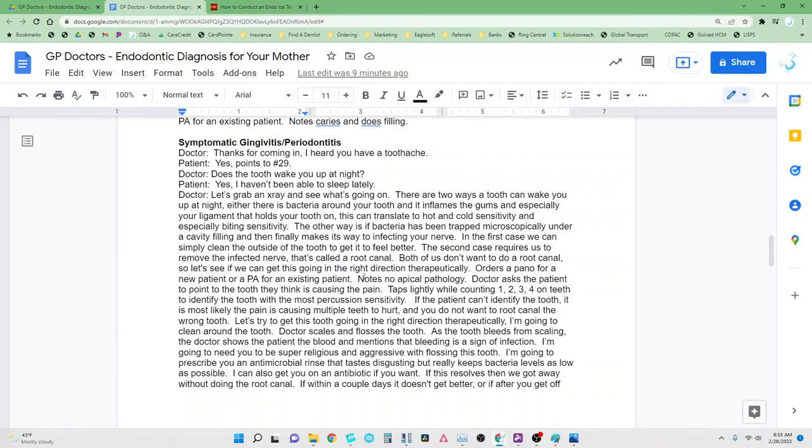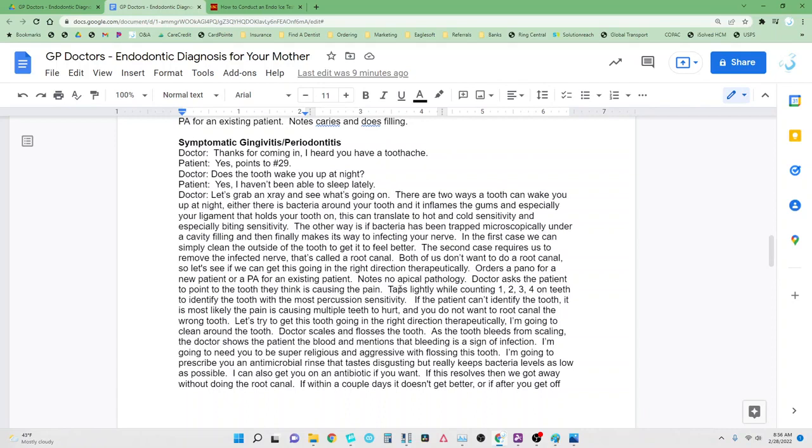Then if we note no apical pathology, the doctor asks the patient to point to the tooth they think is causing the pain. Then what we'll do is we'll tap lightly with the backside of our mirror on teeth around the tooth that they point to, okay? So we'll tap lightly, and at that time we'll say, I'm going to tap on a couple teeth. You tell me which one is the one that hurts.